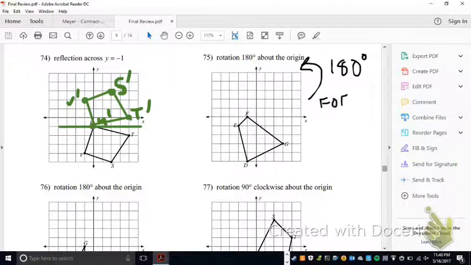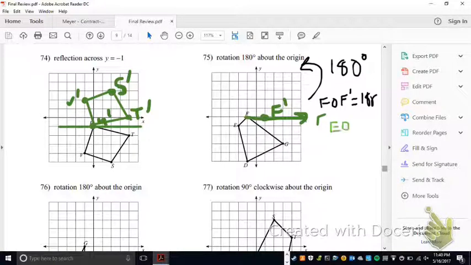So what we're going to do, F to the origin to F prime has to equal 180 degrees. So that means it's got to be right there on that line. It has to be equidistant as well. FO and F prime O have to be the same length, because the difference from F to the origin is 1, and the difference from F prime to the origin also is 1. And it's got to be on that line. So that's our F prime.